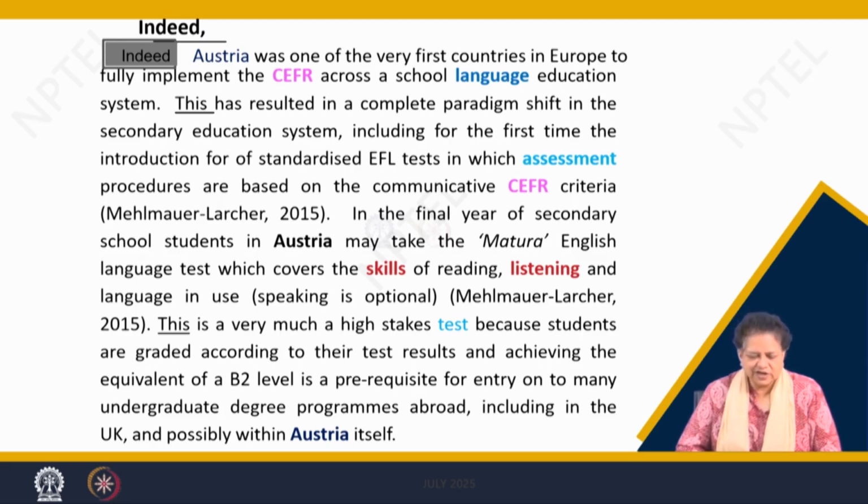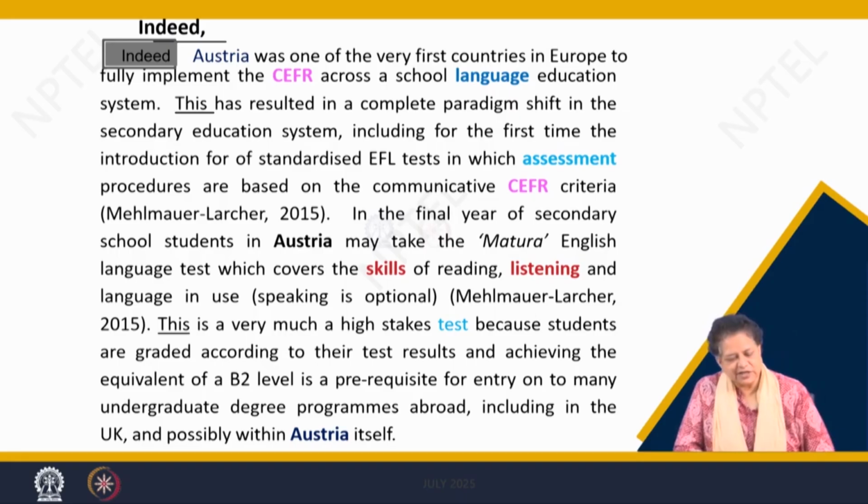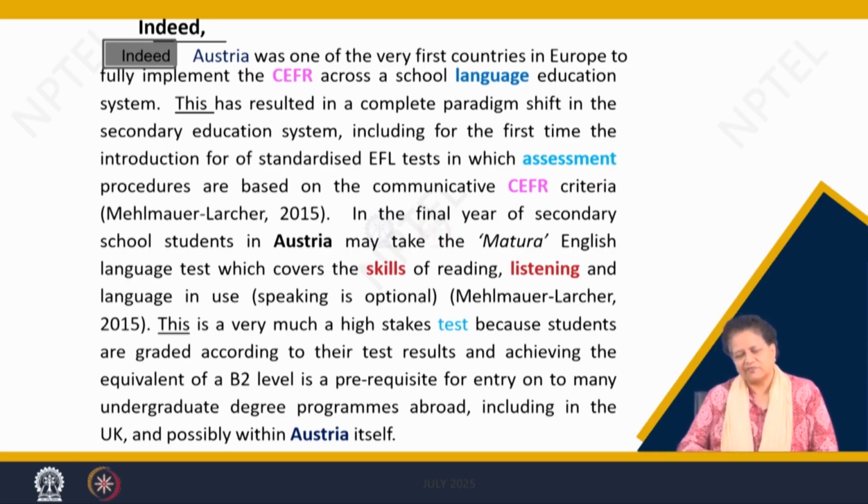In the final year of secondary school, students in Austria may take the Matura English test, which covers the skills of reading, listening and language in use. Speaking is optional. This is very much a high stakes test, because students are graded according to the test results, and achieving the equivalent of a B2 level is a prerequisite for entry onto many undergraduate degree programs abroad, including in the UK and possibly within Austria itself.